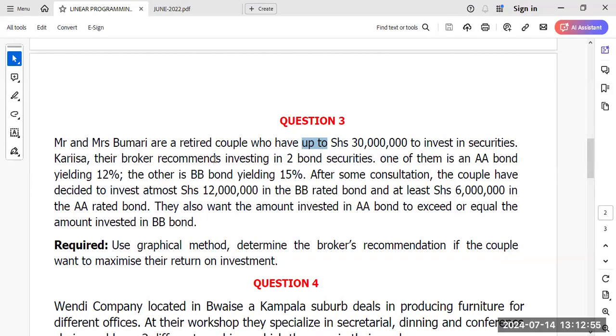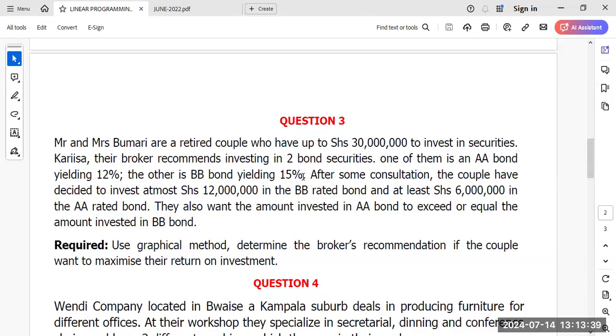Carissa, their broker, recommends investing in two bond securities. One of them is an AA bond. You have one bond, one security. The first bond is AA, and this first bond is yielding 12%. And the other bond is BB, yielding 15%. Something should come into your mind.